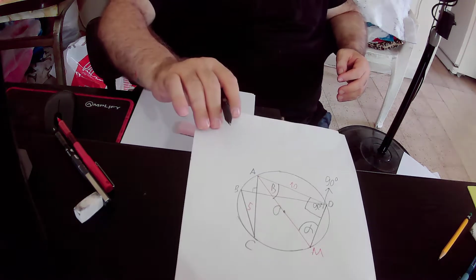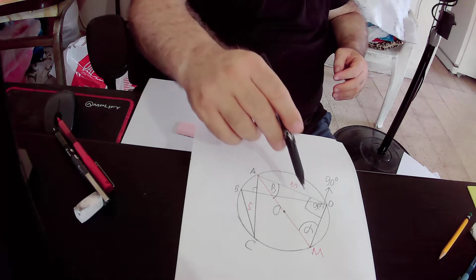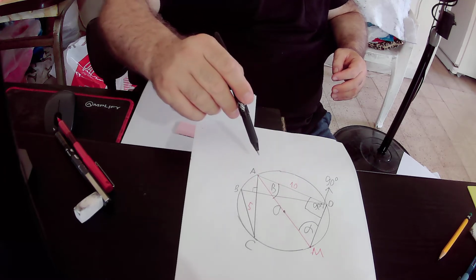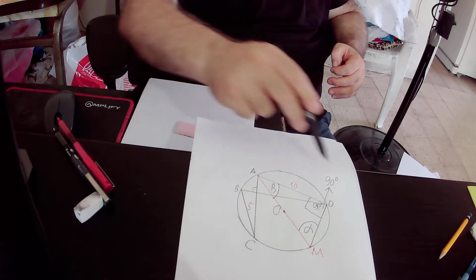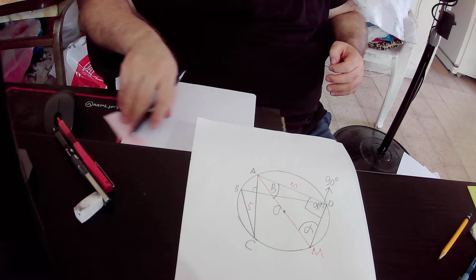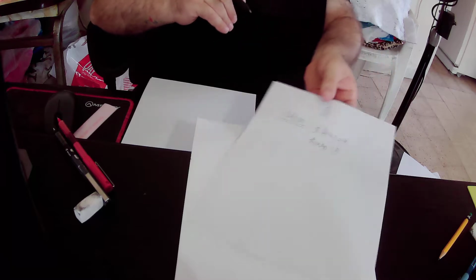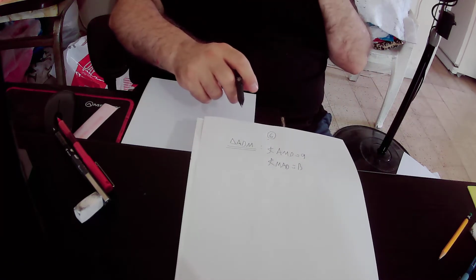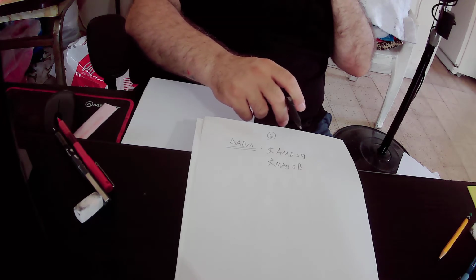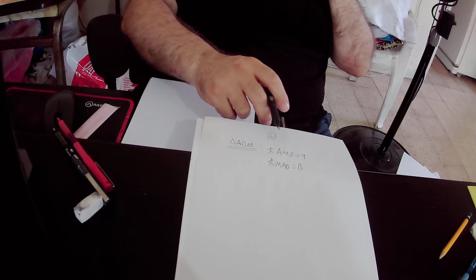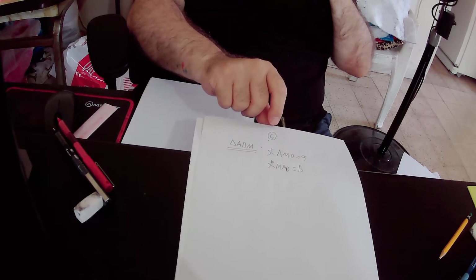Okay, again, in the right triangle ADM, angle AMD equals alpha and angle MAD equals beta, according to our definition.